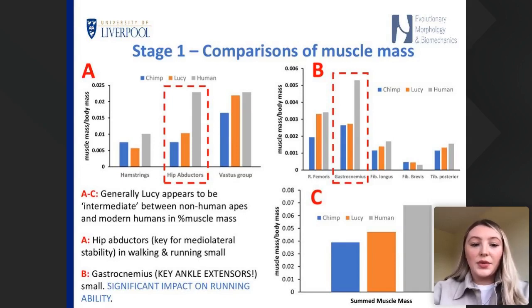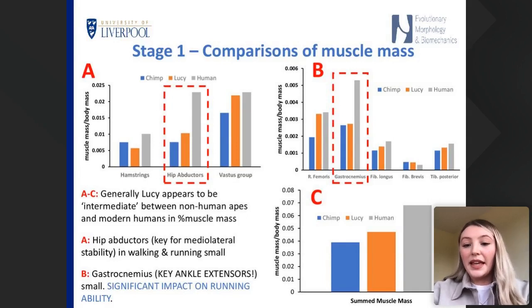In A, you can see the hip abductors, which includes gluteus medius and minimus. These are key muscles in humans for the medial-lateral stability during walking and running. And our assumed muscle mass of the gluteus minimus and medius in Lucy was much smaller than it was in humans, and it was actually closer to the non-human apes. And in chimps, these muscles are actually known to be extensors rather than abductors, which means they're less adapted to running.